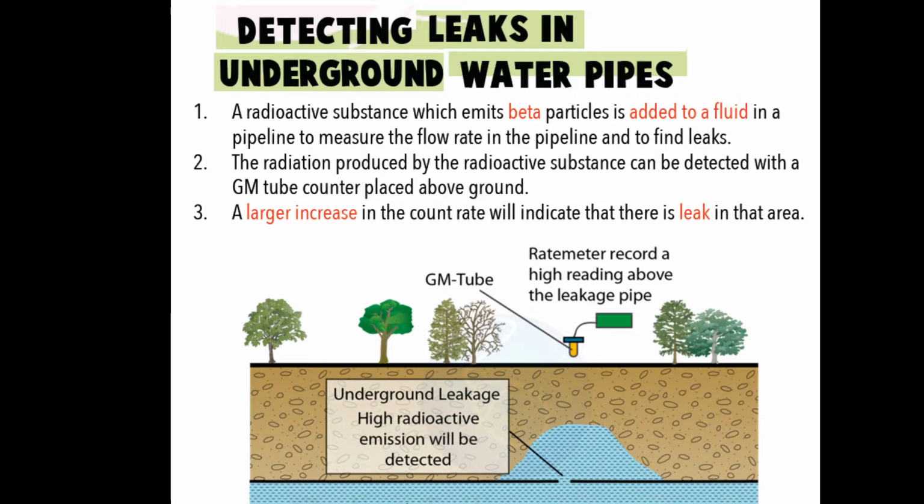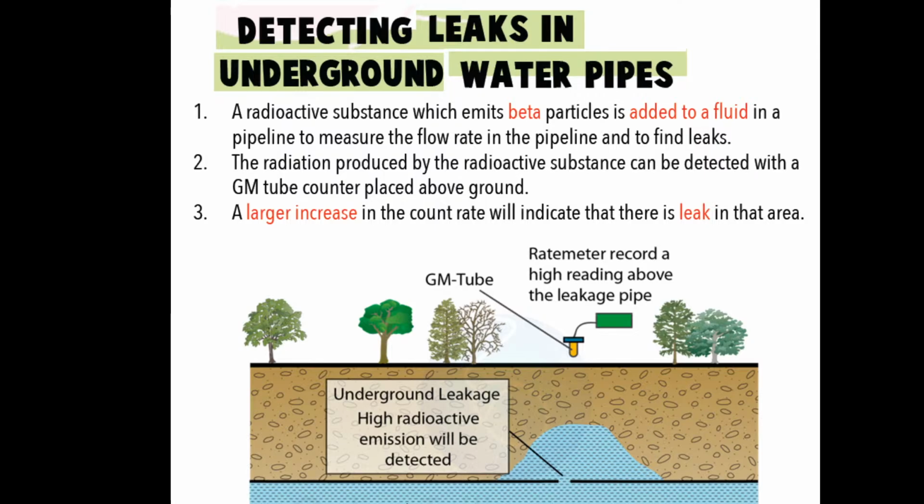After that, to measure the flow rate in the pipeline and also find the leak, the radiation produced by the radioactive substance can be detected with a GM tube counter placed above the ground. So you need to place it above the ground, then you move. Suddenly at one part, the red meter shows bigger readings, meaning a large increase in the count rate. That means many radioactive particles come out, so here they got leakage. That's why the water comes out.